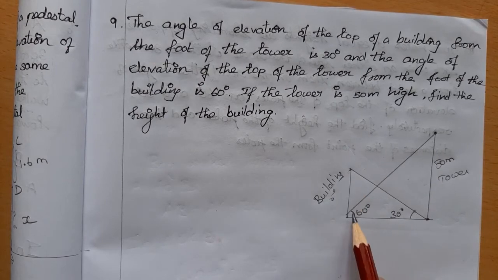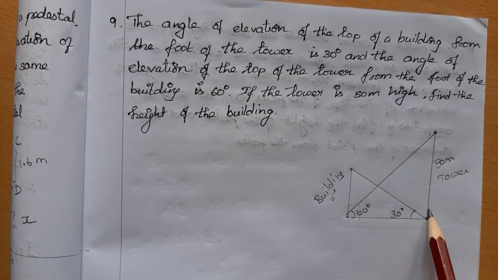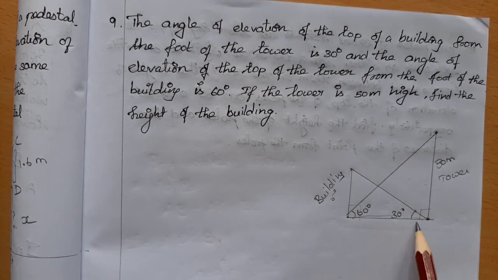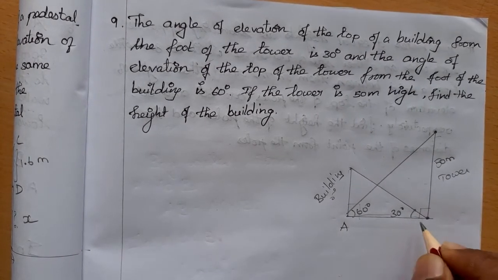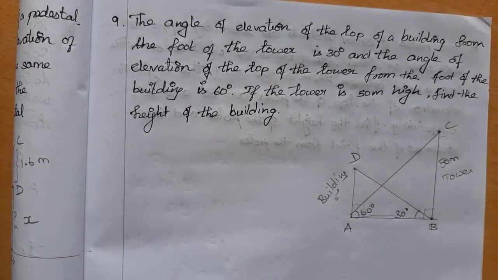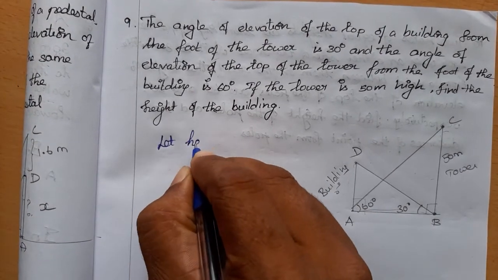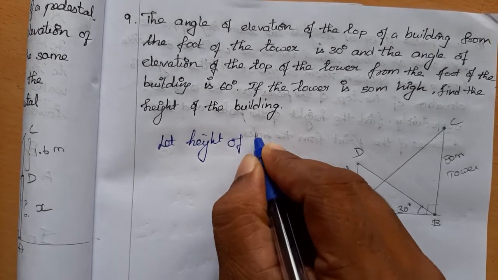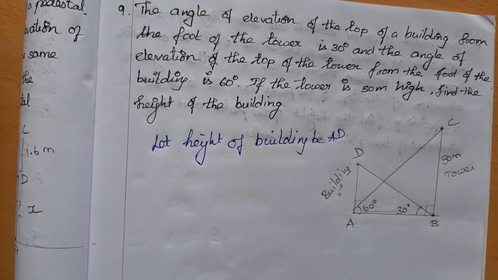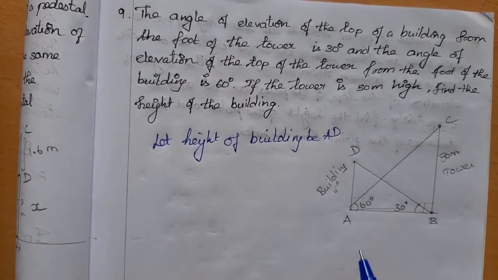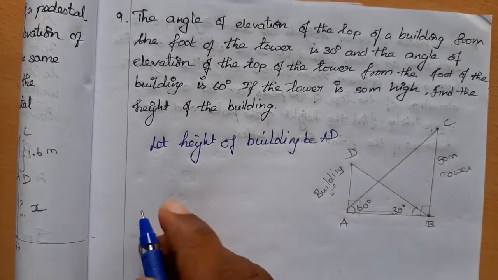And here also there are two triangles. This triangle involves a right angle, and this triangle also involves a right angle, and this side is common, so we can use this common side to find the height of the building. Let me name it A, B, C, D. So let the height of the building be AD. Clear? So let me consider the triangle ABC, which has the height of the tower, and we have to find the common side, which is AB.